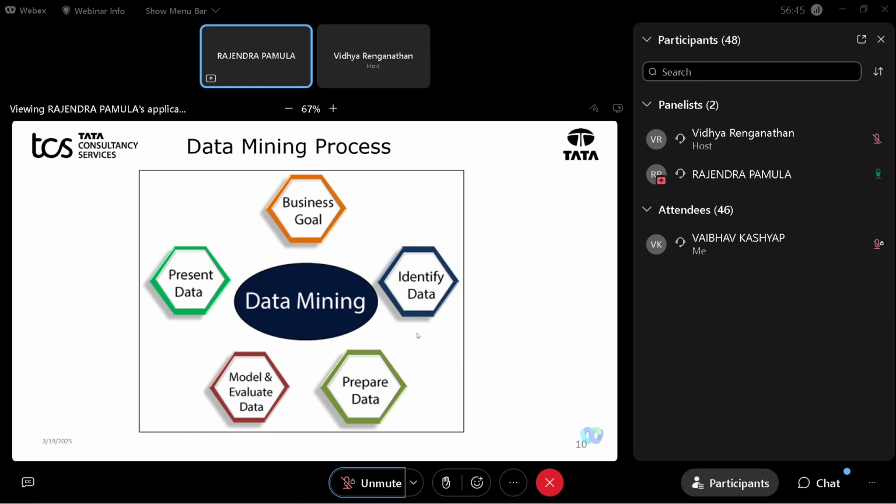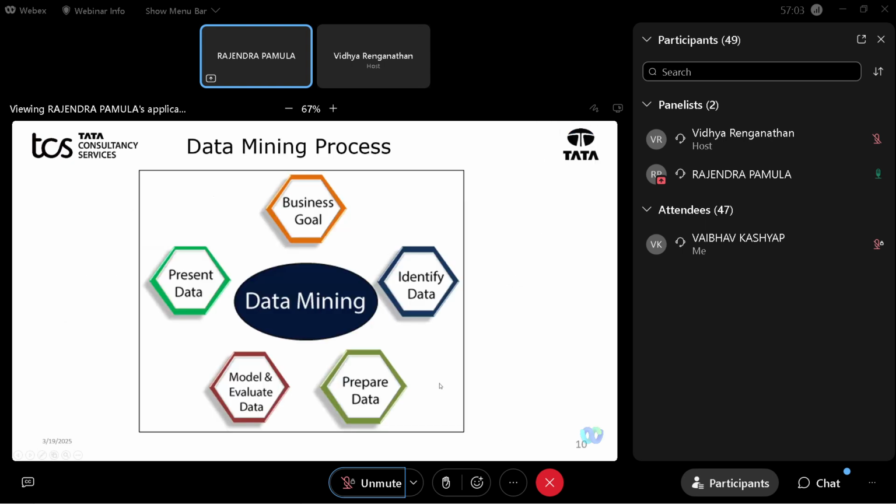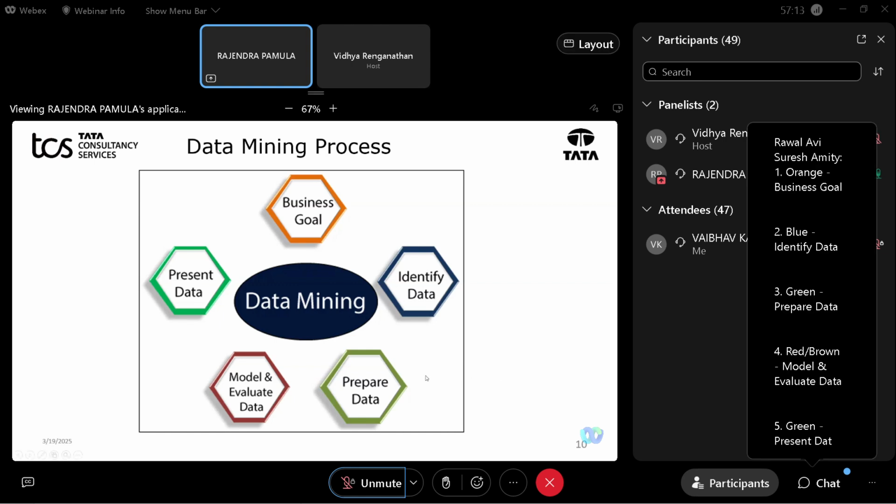So first we will identify the data, then we prepare the data, then we use some evaluation method to develop a model, and we evaluate, then we present it, and then finally we have a business model. And that business model is what we are going to give to the customer. The business model is the one we are going to make.